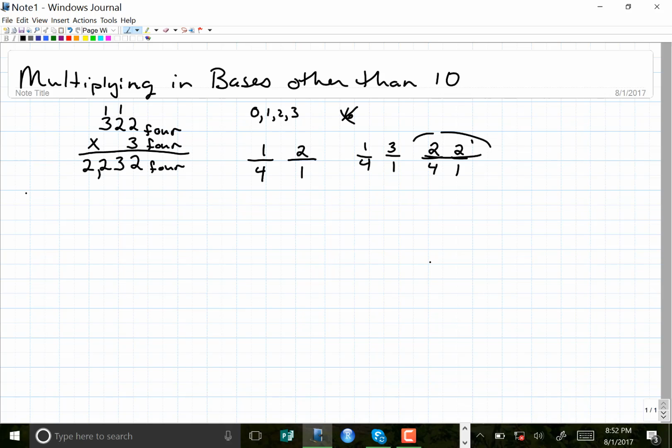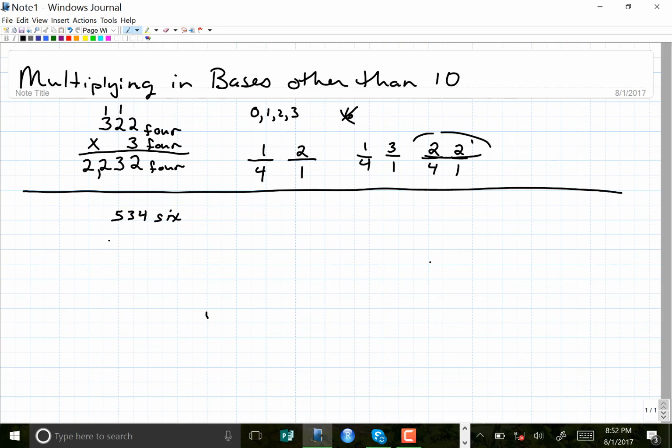Alright, so that's fairly simple. Now what about if we want to multiply by more than 2 digits? We'll follow the same procedure that we would use in base 10. So suppose I want to multiply 534 base 6 by 45 base 6.